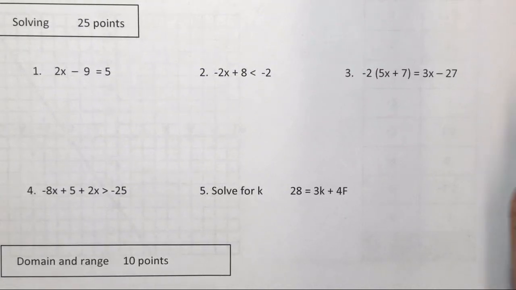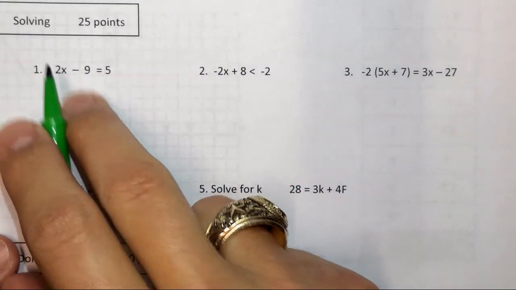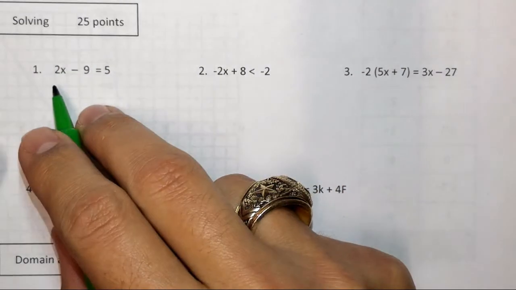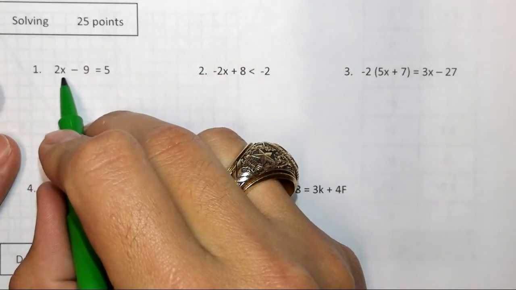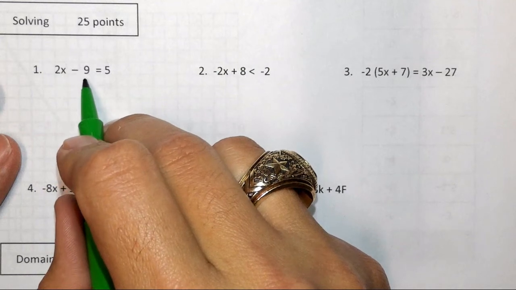Okay, here's the first part of the test review. The first 25 points of the test is solving equations. This one right here, we're going to solve for x. Two things are happening to x: we are multiplying by 2 and subtracting 9.